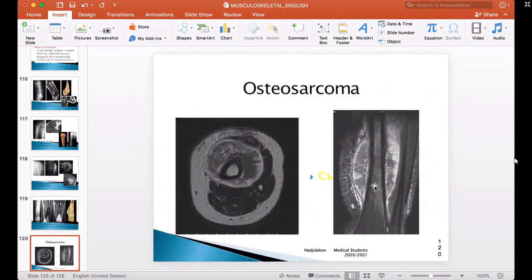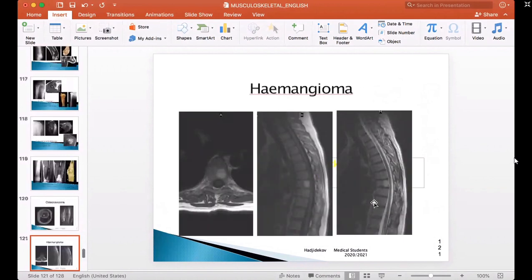This is an example of osteosarcoma. You can see that the tumor is spreading into the muscles around, and this is the MRI image of the sunburst periosteal reaction with a solid mass with the soft tissue component, the extraosseous component of this tumor.